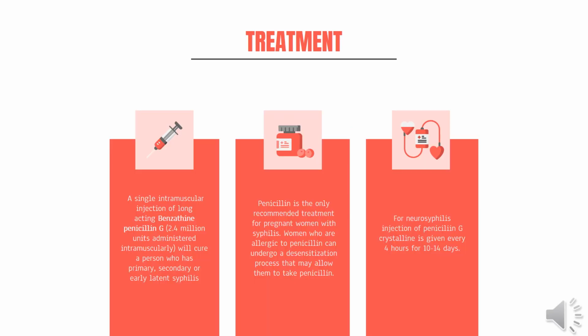Treatment of syphilis. So a single intramuscular injection of long-acting benzathine penicillin G will cure a person who has a primary, secondary or early latent phase of syphilis. Penicillin is the only recommended treatment for a pregnant woman with syphilis. Women who are allergic to it can undergo the desensitization process that may allow them to take penicillin, and for neurosyphilis, injection of penicillin G crystalline is given every 4 hours for 10 to 14 days.